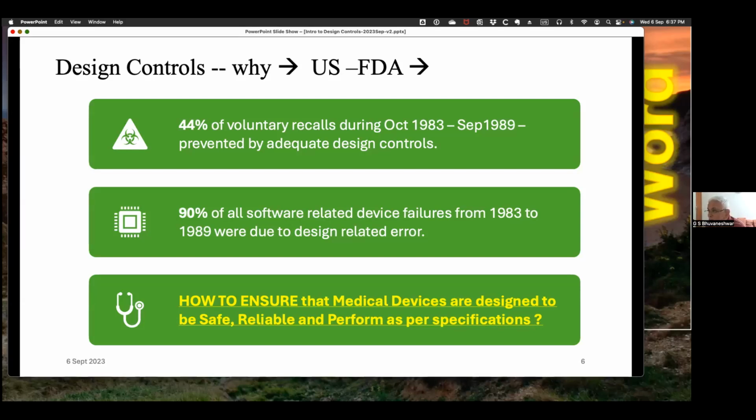And their survey between 83 and 89 found that again, 90% of all software related failures were related to design issues. So it was during the design and not really related to manufacturing.